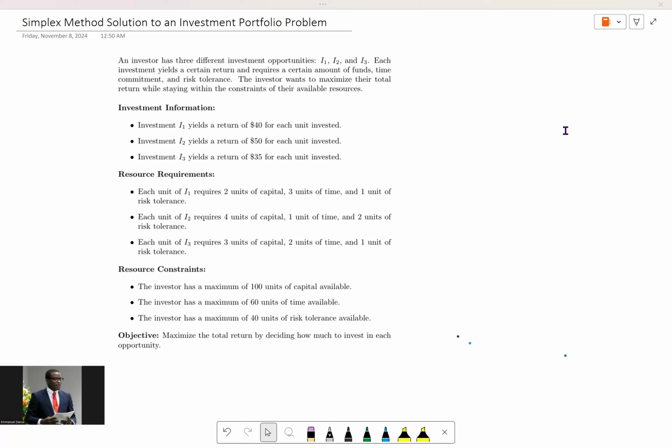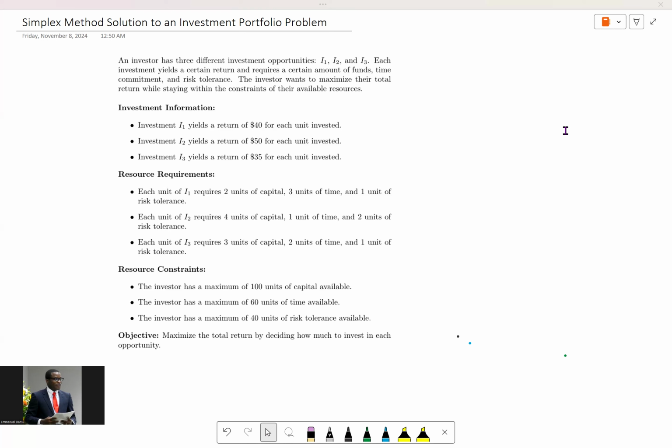And then we have resource constraints. The investor has a maximum of 100 units of capital available. The investor has a maximum of 60 units of time available. The investor has a maximum of 40 units of risk tolerance available. And the objective is to maximize the total return by deciding how much to invest in each opportunity. So that's what the question is like.